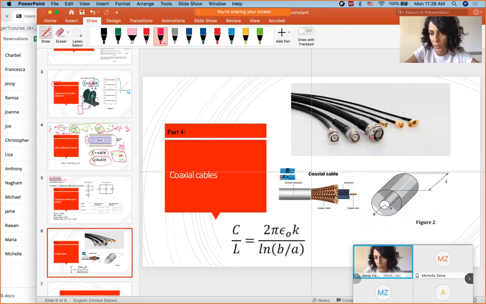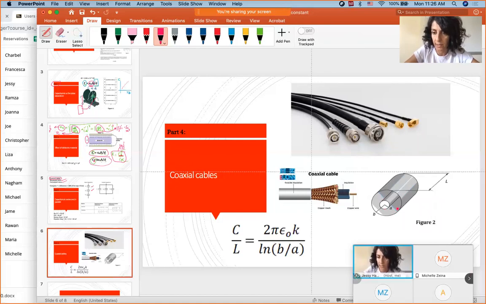This is a picture of a coaxial cable. I'm sure you've seen one, of different length and different thickness, and basically different material inside. What is a coaxial cable? It's two cables inside each other. So one outside, one inside. You see that you have a copper mesh outside and a copper wire inside. So instead of having two cables, you have one and two cables inside.